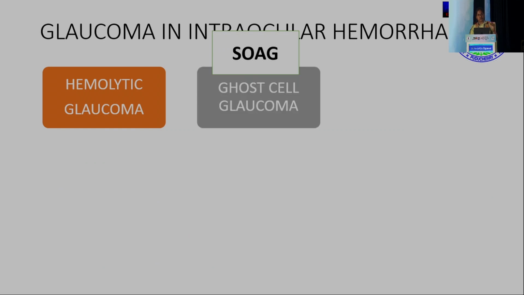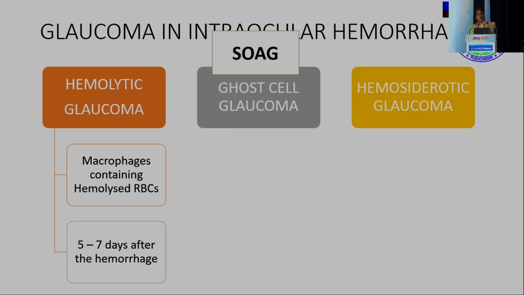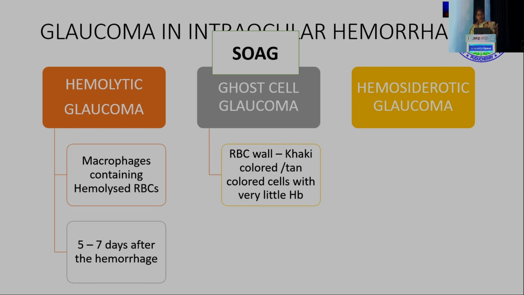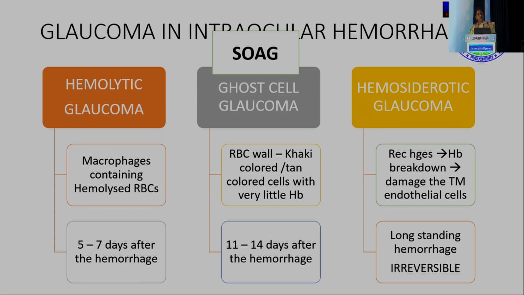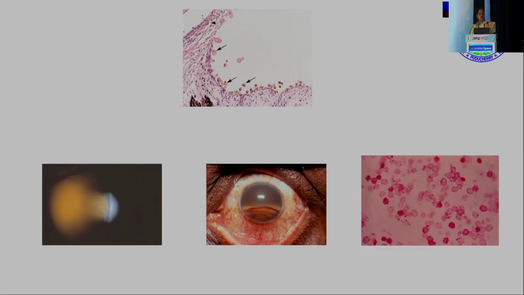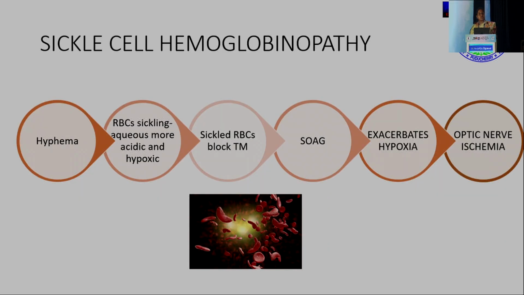Glaucoma in intraocular hemorrhage: all of these can cause secondary open angle glaucoma due to obstruction of the trabecular meshwork by the RBCs or by the lysed cells, or because of the heme damaging the trabecular meshwork. The first picture is showing the RBCs obstructing the trabecular meshwork, hemolytic glaucoma, and the pictures below are showing ghost cell glaucoma, candy stripe sign. And these things are exacerbated in sickle cell hemoglobinopathy.